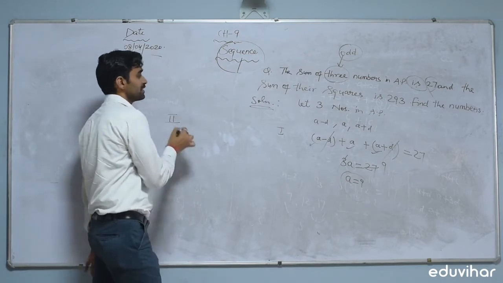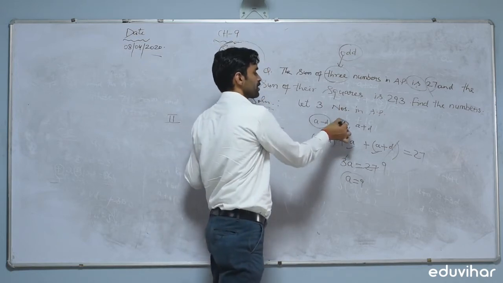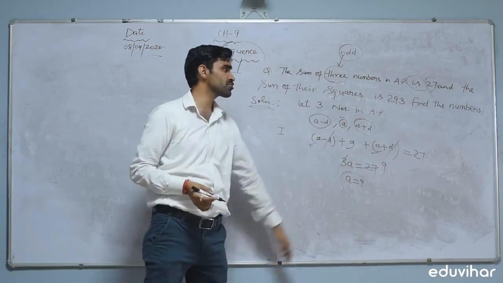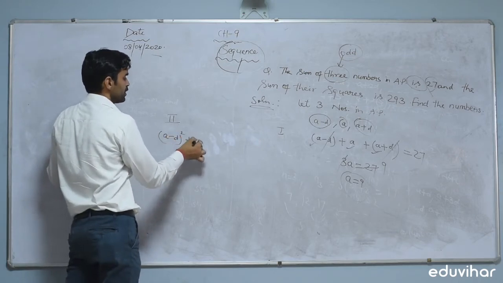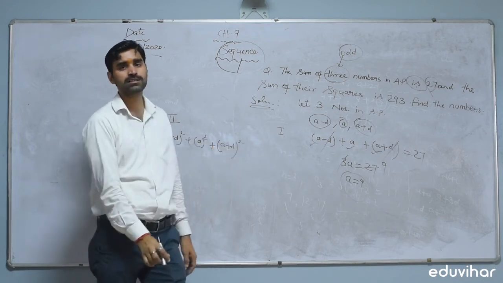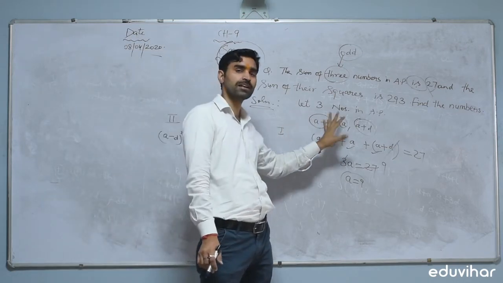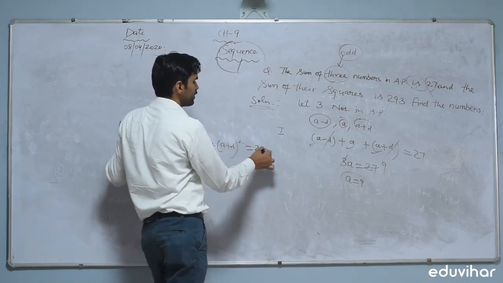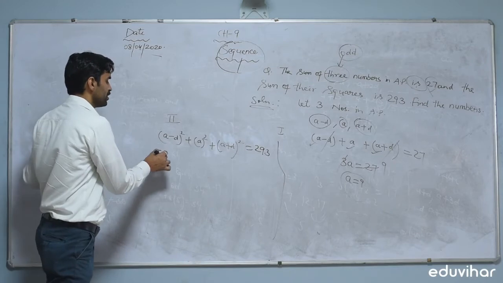Now our second condition, the sum of their squares. If we take the square of each term and sum them, we get 293. That is, a minus d whole square plus a square plus a plus d whole square equals 293. First we find the square of each term, then add them to get 293.